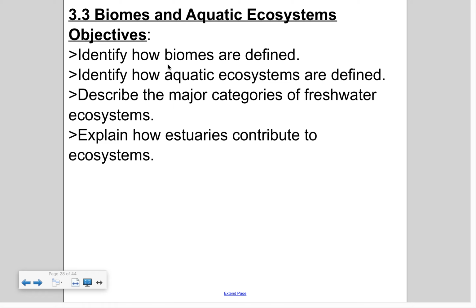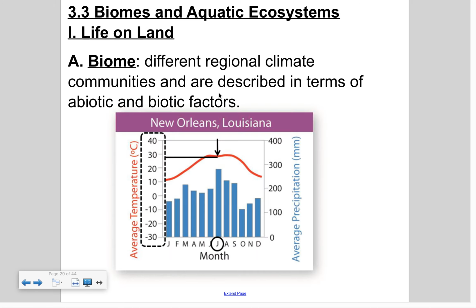But today I'm going to talk about biomes and how they are defined, and then talk about aquatic ecosystems and how they are defined, but then really just today focus on marine ecosystems, and tomorrow will be a shorter lecture dealing with freshwater ecosystems. So biomes are just different regional climate communities, and a lot of times we describe them by their abiotic and biotic factors.